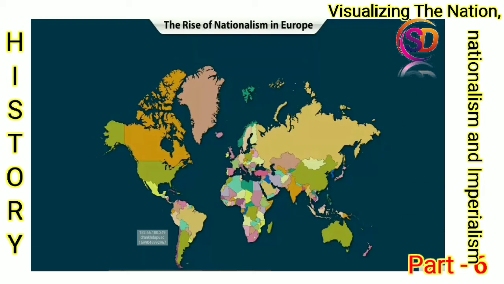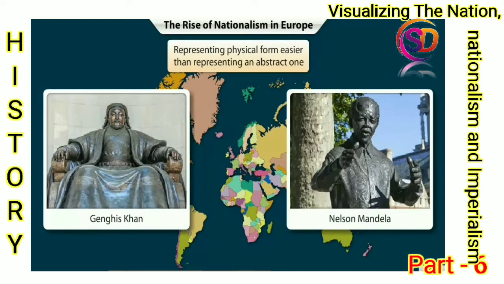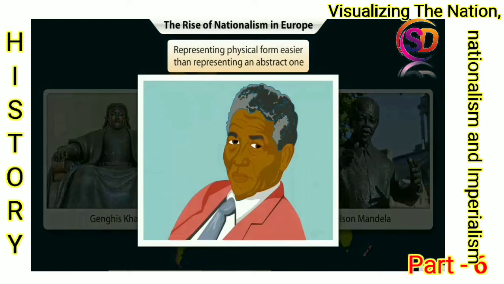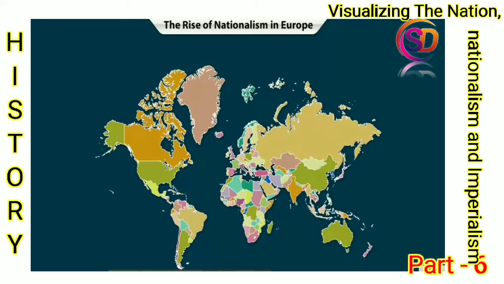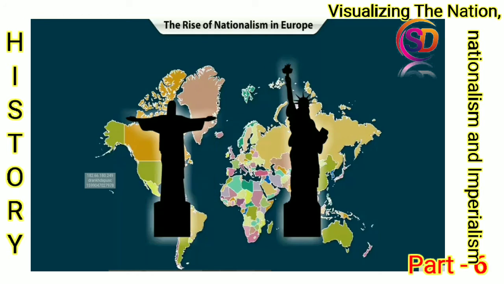We come across portraits and statues of rulers and leaders all over the world. It's easy to show the physical image, but difficult to represent an abstract concept such as a country physically. As the concept of nationalism took shape, the need to give the country a physical form was also felt. Hence, in the 18th and 19th century, artists personified the country or showed the country as a person.